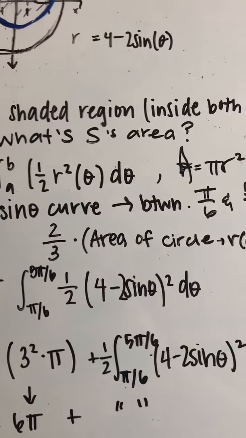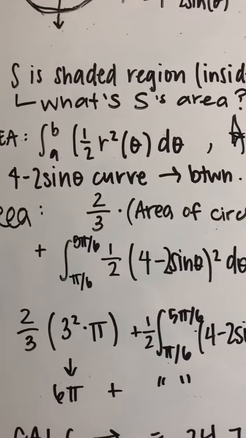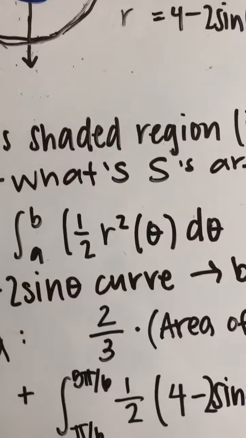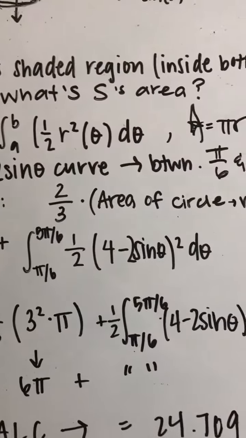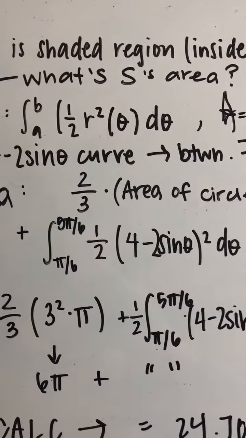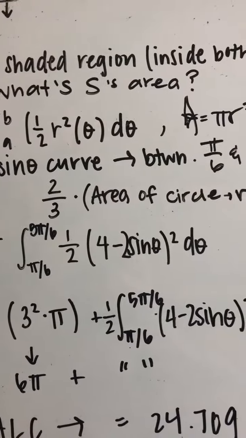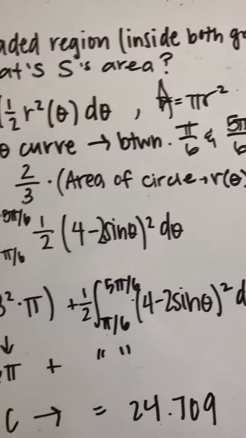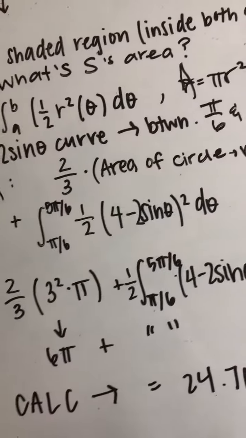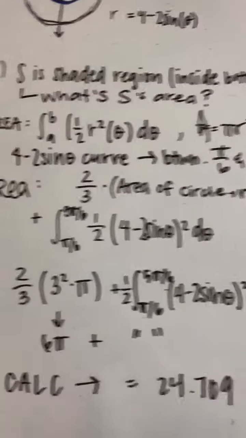So you're going to do 2/3 times the area of the circle r of theta equals 3, plus this area equation that I gave before. You're going to use the integral from pi over 6 to 5 pi over 6 of one half times (4 minus 2 sine theta) squared d theta. Now you can start plugging this all in, and honestly it's just calculator work at this point.